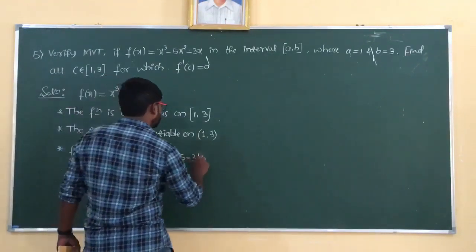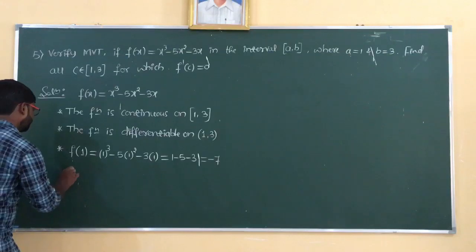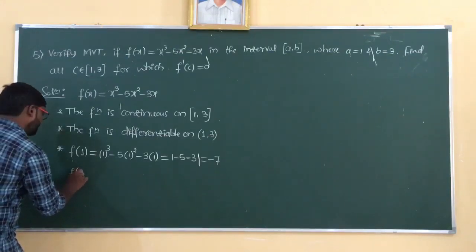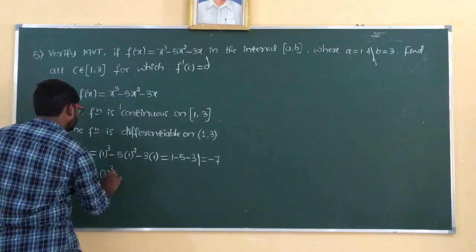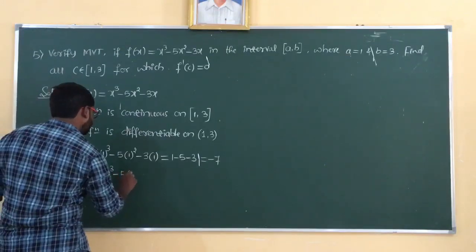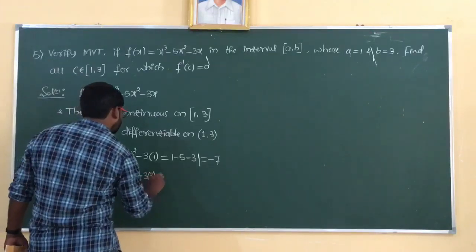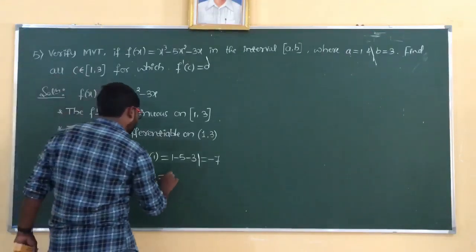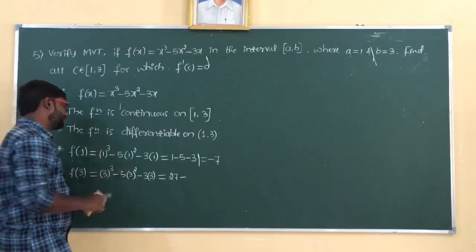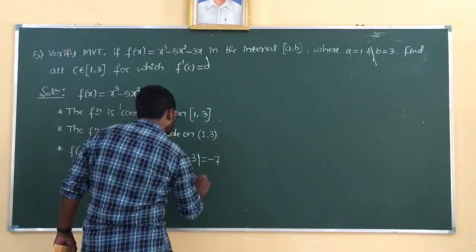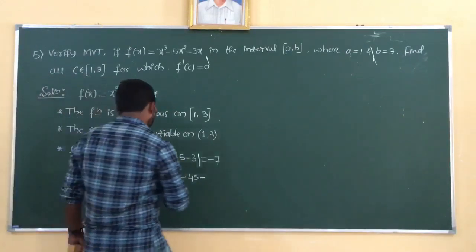So what do we get now? We get minus 7. Then now I will go for f of b, that is f of 3. This is equal to 3 cube minus 5 into 3 square minus 3 into 3. 3 cube is 27, minus 3 square, it is 9, 9 into 5 will be 45, minus. So now 3 into 3, it is 9.